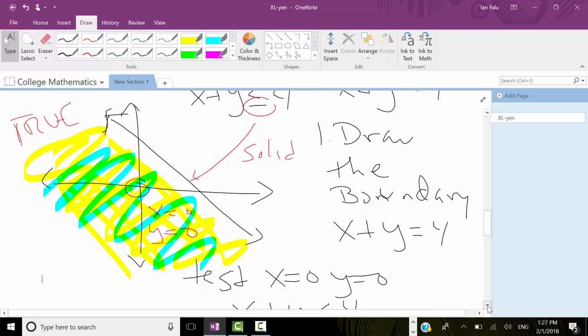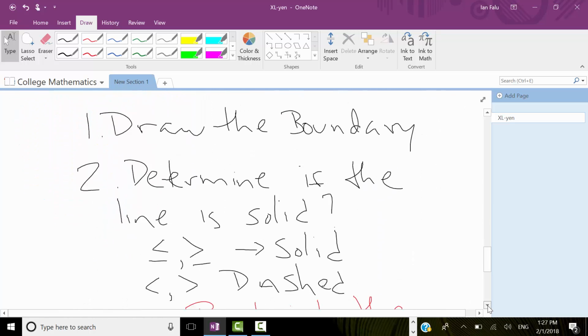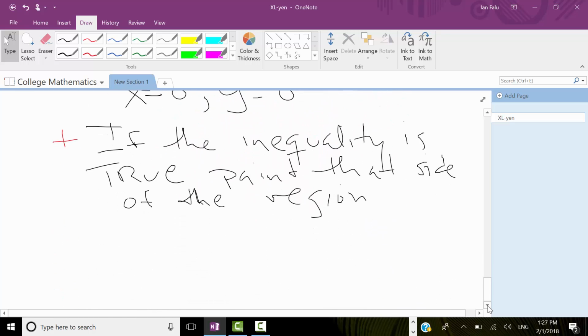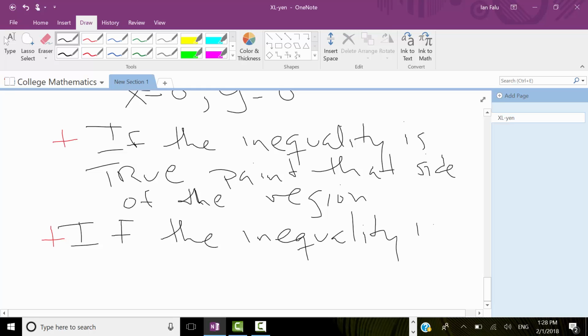However, if the inequality is false, then you paint the other side, right? Because that means that the points on that side are not true. If the inequality is false, paint the other side.